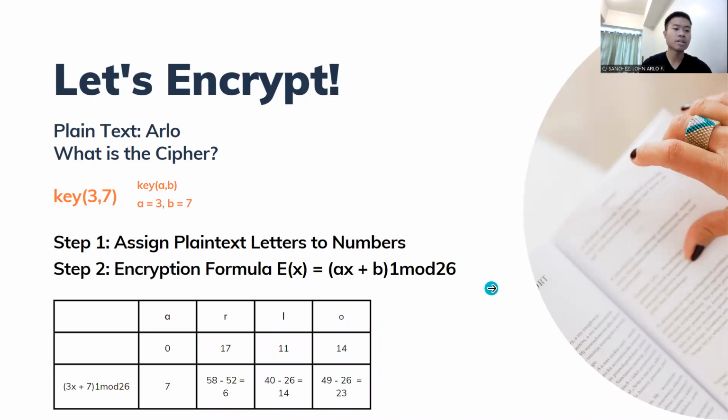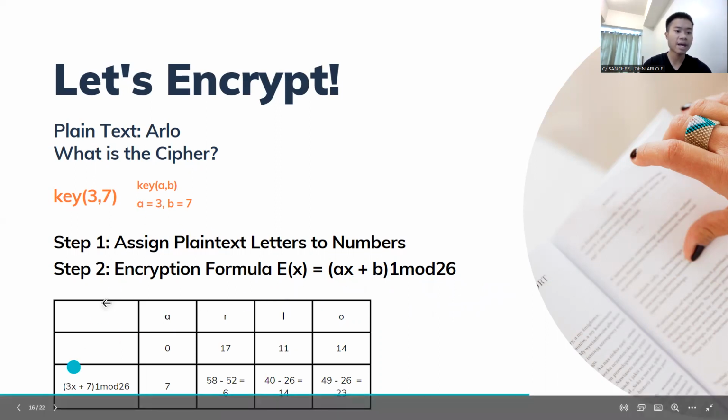Step number 2: use the encryption formula, (AX + B) modulo 26. Remember to properly memorize this, because you can make a mistake just from forgetting the correct version of it. So once you have (AX + B) mod 26, you just substitute 3 for A and 7 for B. Now, what do you have here?